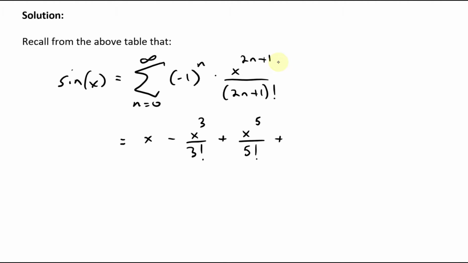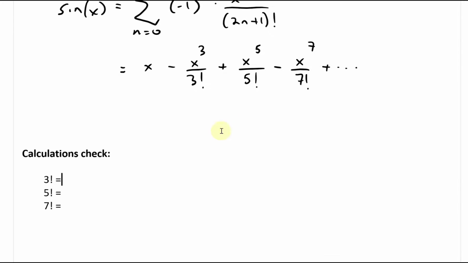And then the next one's going to be minus, since it's (-1) to the power of 3, so minus x to the 7 over 7 factorial, and then plus. We just want 4 terms, so let's go to 4 terms. Now let's continue further and simplify this by evaluating these factorials.